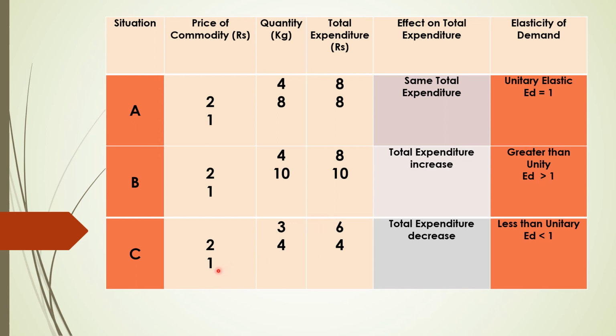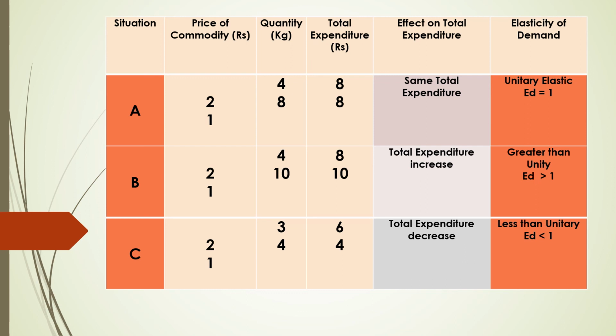Clear? The next one, when the price decreases 2 to 1, total expenditure also decreases 6 to 4. When the price increases 1 to 2, total expenditure also increases 4 to 6. So here we have a positive relation. We are comparing price and total expenditure. When the price decreases, total expenditure also decreases. When price increases, total expenditure also increases. So it shows a positive relation, and that is ED less than 1. You only remember the trick. When negative, ED is greater than 1. When positive, ED is less than 1.